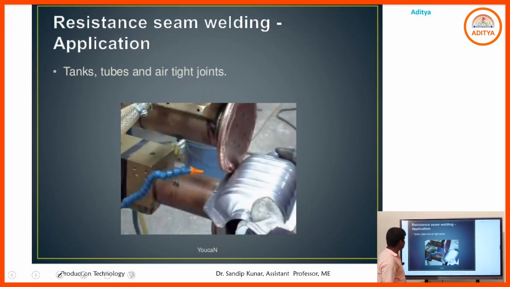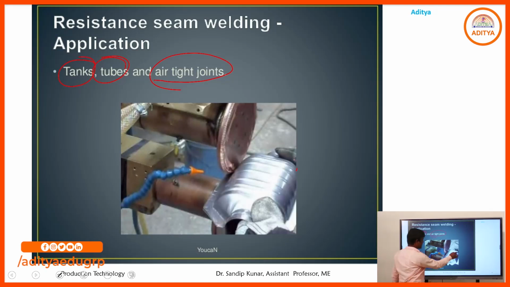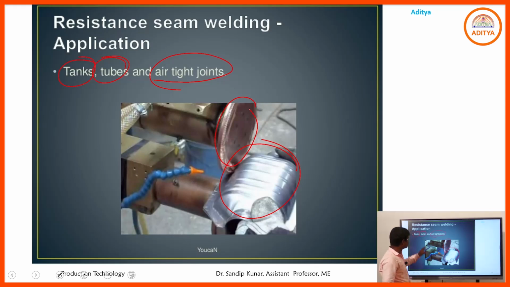In resistance seam welding, the applications are generally joining of tanks, tubes and airtight joints. In those cases we use resistance seam welding. That type of tanks we join using resistance seam welding discs.